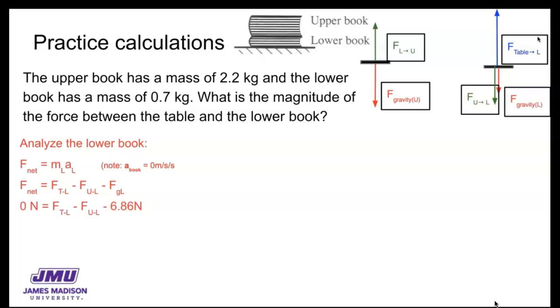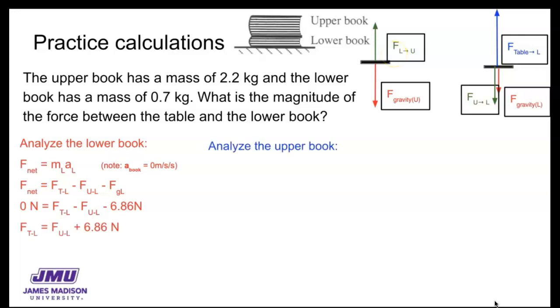So that equals the force of the table on the lower book minus the force of the upper book on the lower book minus 6.86 newtons, which is the gravitational attraction of the Earth on the lower book. I can't solve this yet for the force of the table acting on the lower book because I don't know what the force of the upper book on the lower book is. Well, I'm stuck then. Maybe if I investigate what's going on with that upper book, I'll know how hard it is pushing down on the lower book.